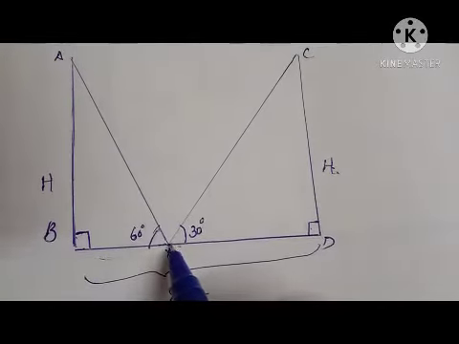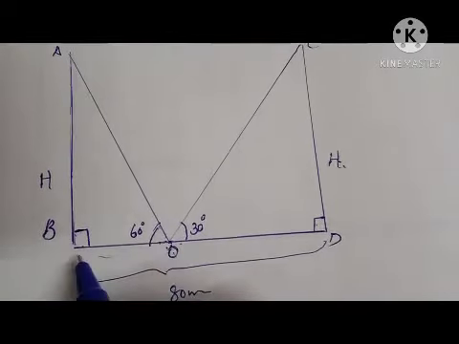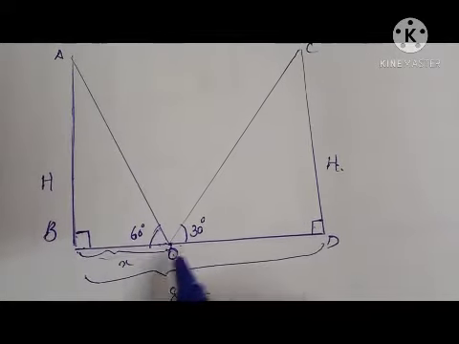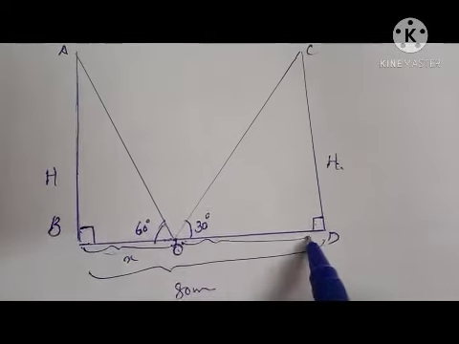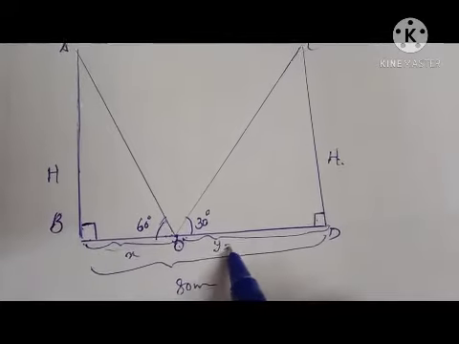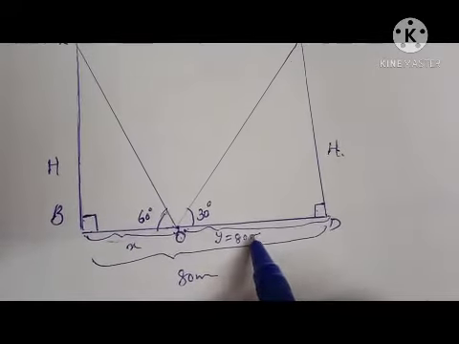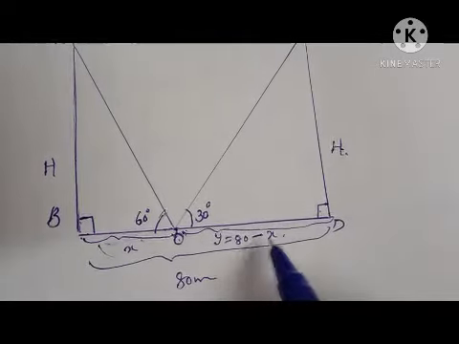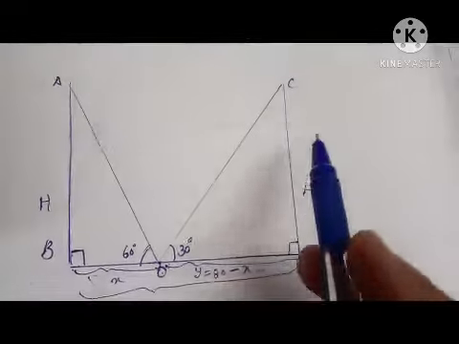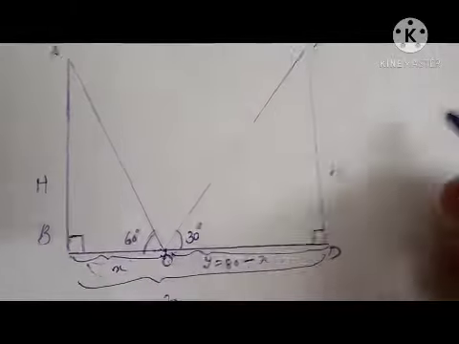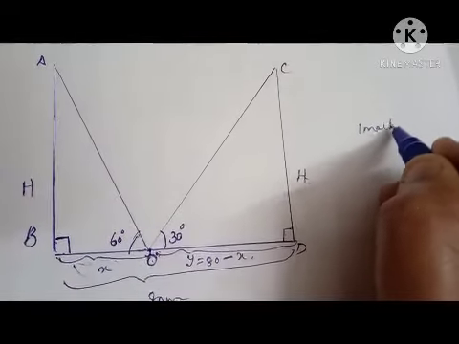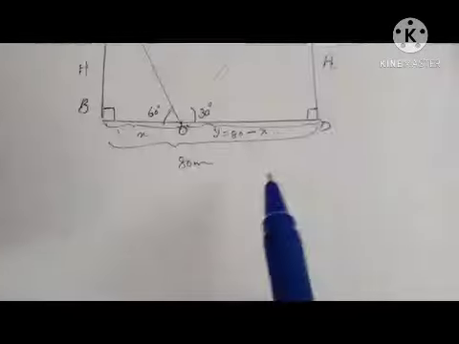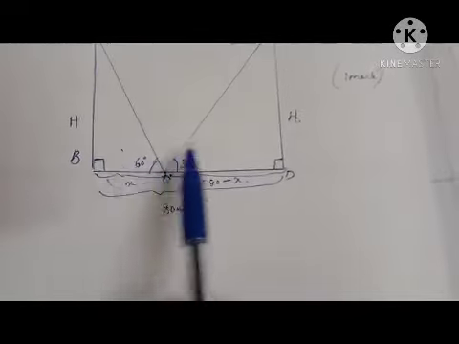Then the distance between this point and the first palm tree, we can mention as X. Then what will this be? If we take this as Y, it equals 80 minus X, right? If this is X, then the remaining will be 80 minus X. When we draw the figure like this, you will get 1 mark for the figure, because it is a 5-mark question. We have to consider these two right triangles separately.